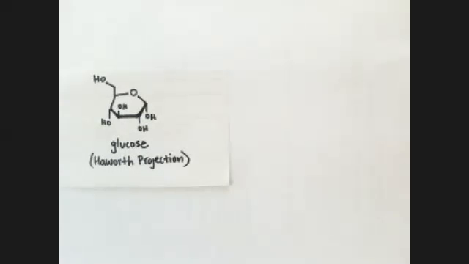In this video, we're going to talk through some of the curved arrow mechanisms that are important to carbohydrates. We'll start with the interconversion between the cyclic and acyclic form of monosaccharides. Let's use glucose as the example.